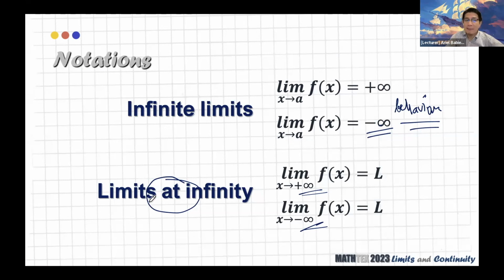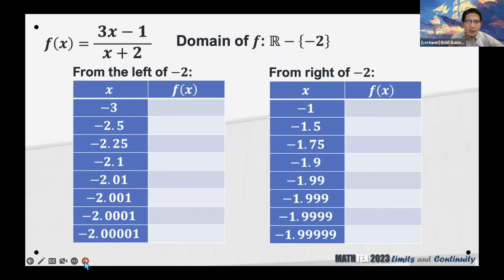So tingnan natin, kailan ba tayo nagkakaroon ng infinity behavior? I'm pretty sure you already encountered such functions. Let's say this one. Hindi ko na kayo i-ask mag-substitution dito, but then this is the function. The domain is the set of real numbers except negative 2. This is one example of a classic rational function. And I think some of you are already familiar with this.